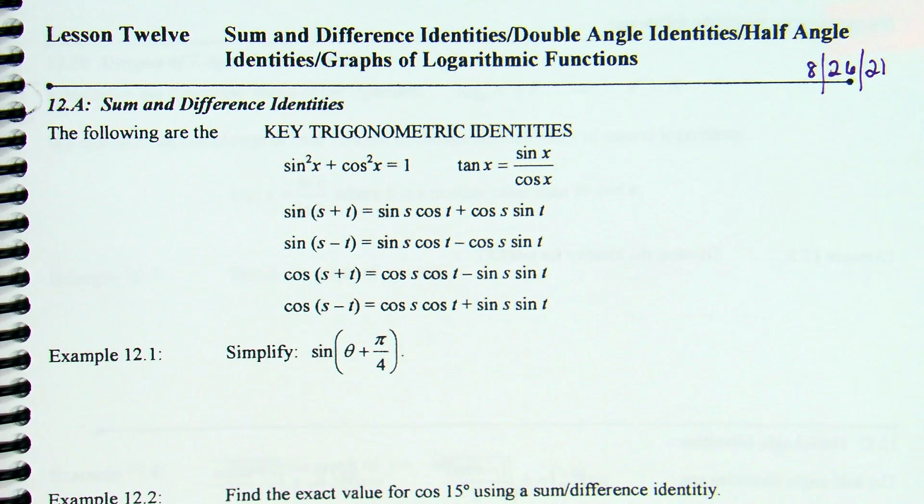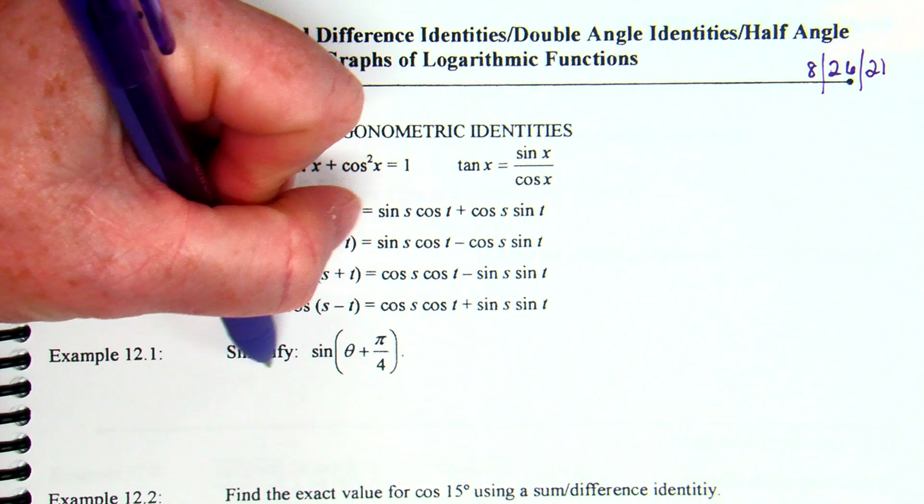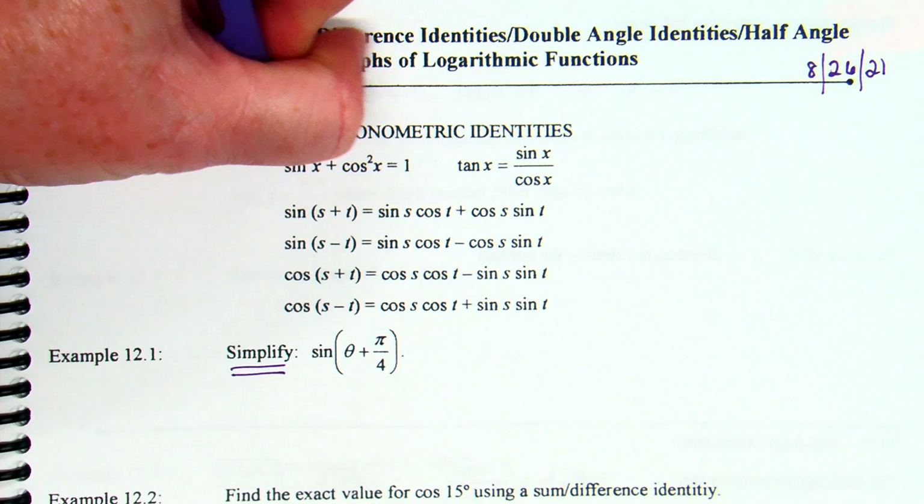Okay, so let's look at some of these. Here we have, simplify sine of theta plus pi over 4. And based on the directions, we are using some of our key trig identities to do this. Which identity can we use with sine of theta plus pi over 4 to write this out in a different format? It would be the sine of s plus t, right? We're going to use this top adding, subtracting one right there.